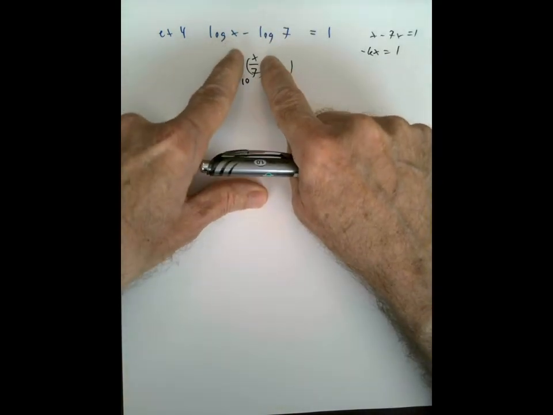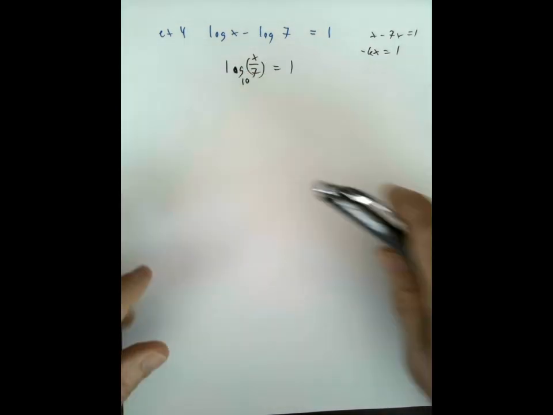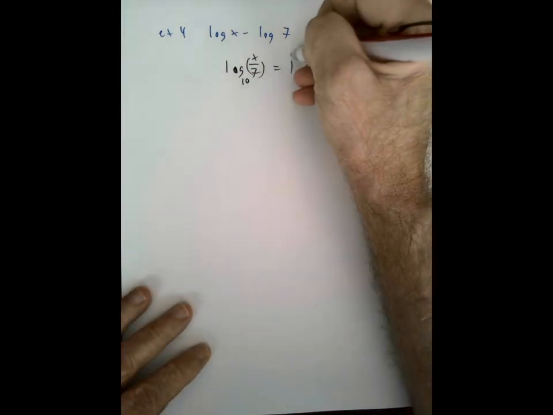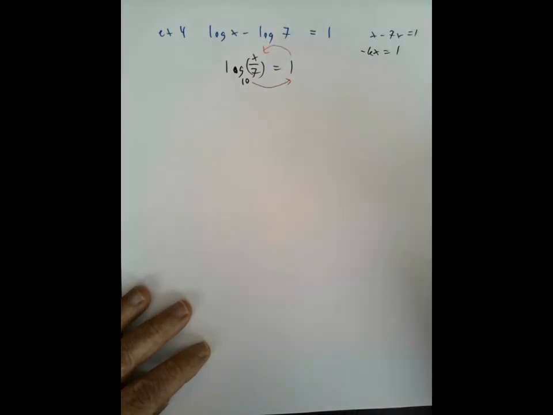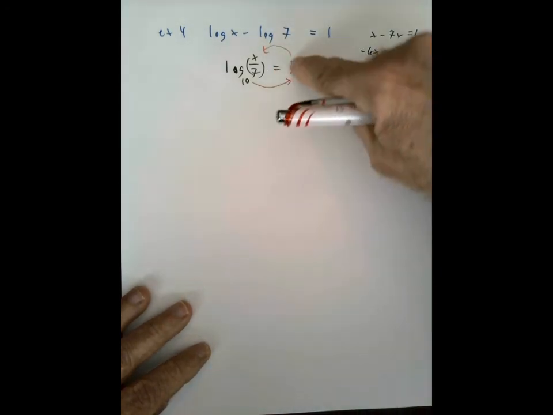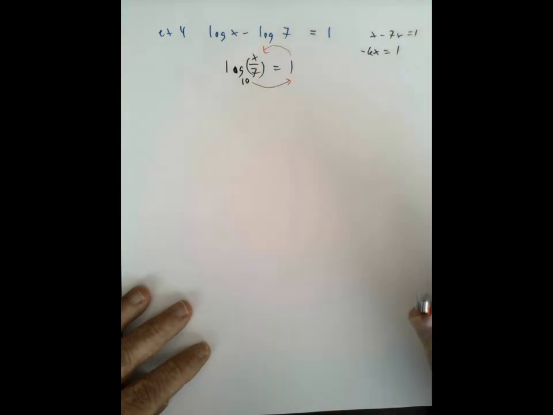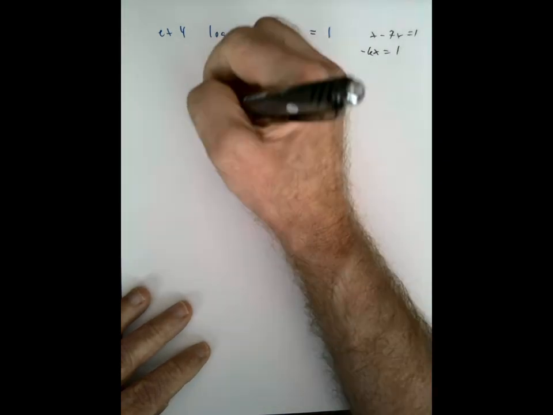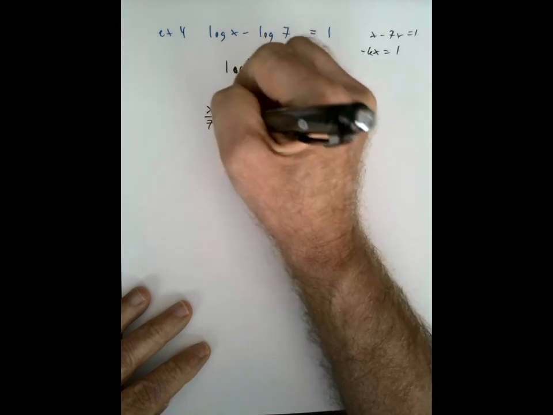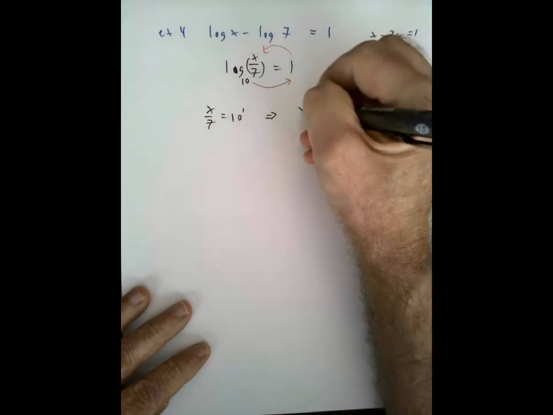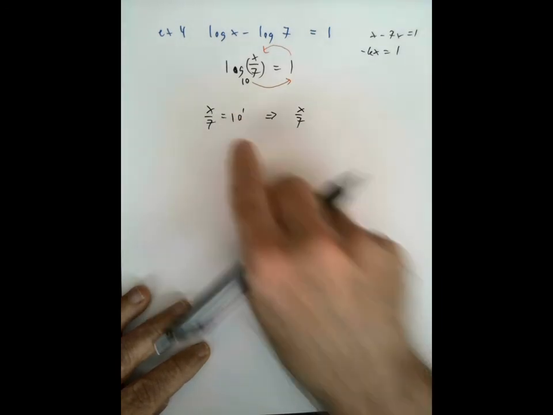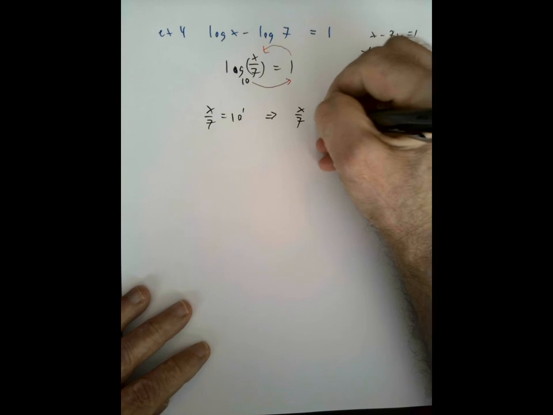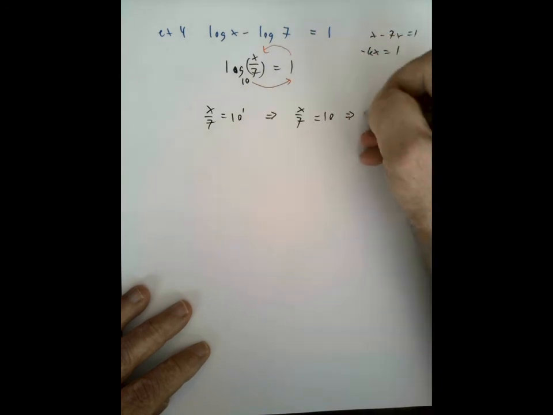Subtraction on the outside, division on the inside. Now, we change this whole thing back into its equivalent exponent. 10 to the first power must be equal to whatever x divided by 7 is. So x divided by 7 equals 10 to the first power. That's x divided by 7 is equal to 10, or x is equal to 70.